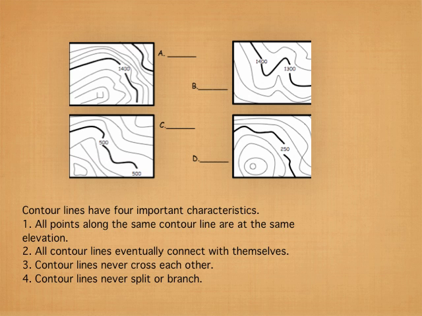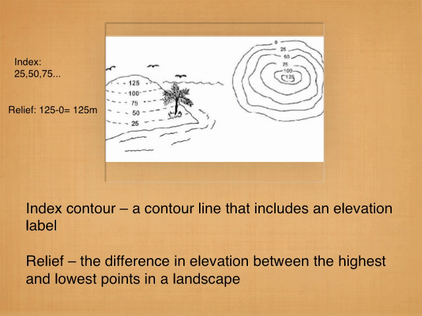And then, of course, letter D matches with number 2, that contour lines eventually connect to themselves, as well as number 3, that they cross each other. So if you look at the index line of 250, it does not connect to itself. And then the line right below it actually has a little hook in it, so it does not connect back to itself. And then the line above the 250 index line crosses another line. So there are multiple mistakes in choice D.